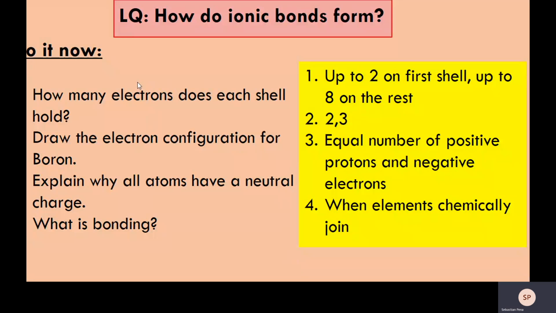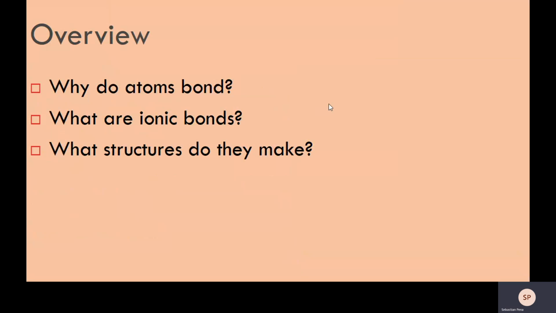What is bonding? Bonding is when 2 elements are chemically joined, and this changes the chemical structure. They have to be chemically joined rather than just having 2 in one particular position. That would be a mixture. So moving on, we are going to be looking at why atoms bond, what ionic bonds are, and what structures they make.